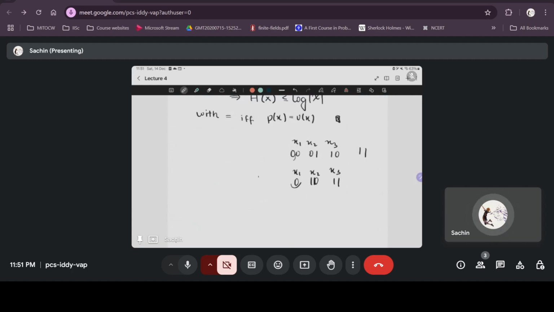So that's a prefix-free encoding. That's what it's called.